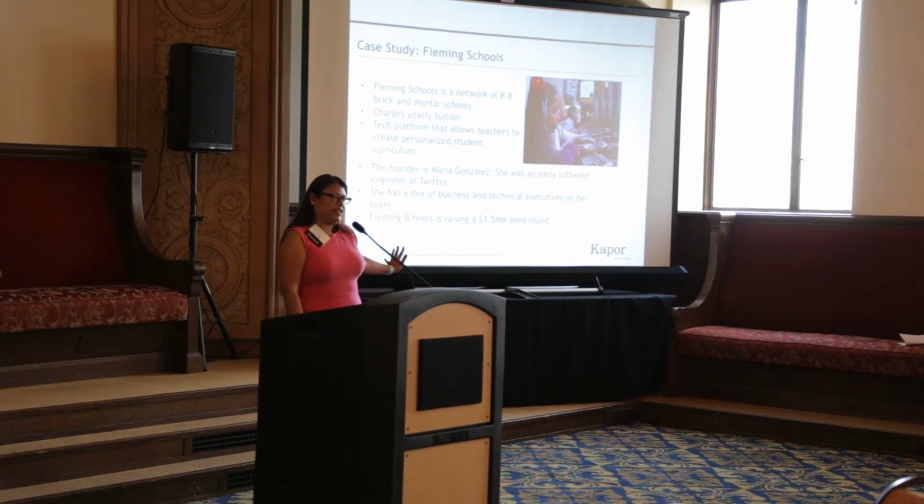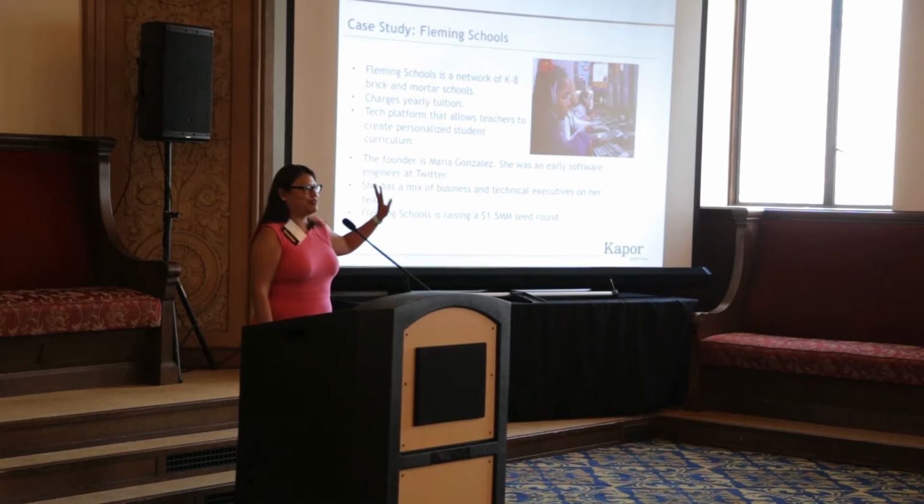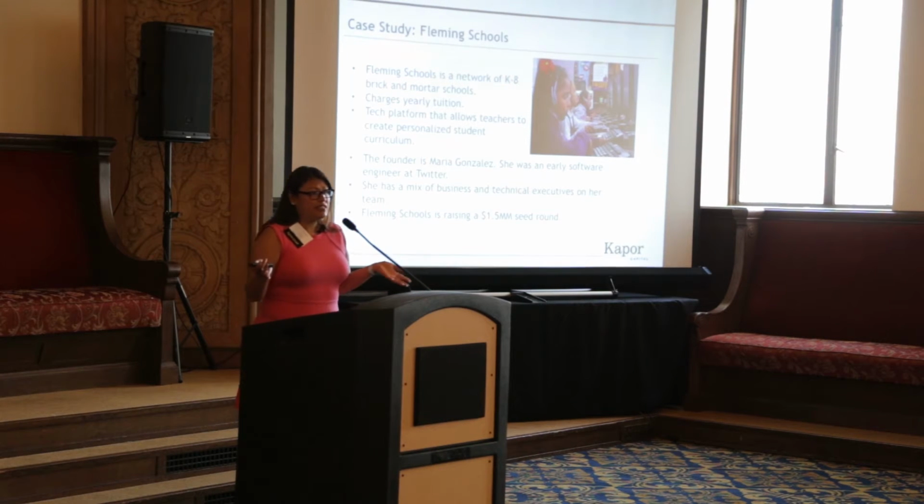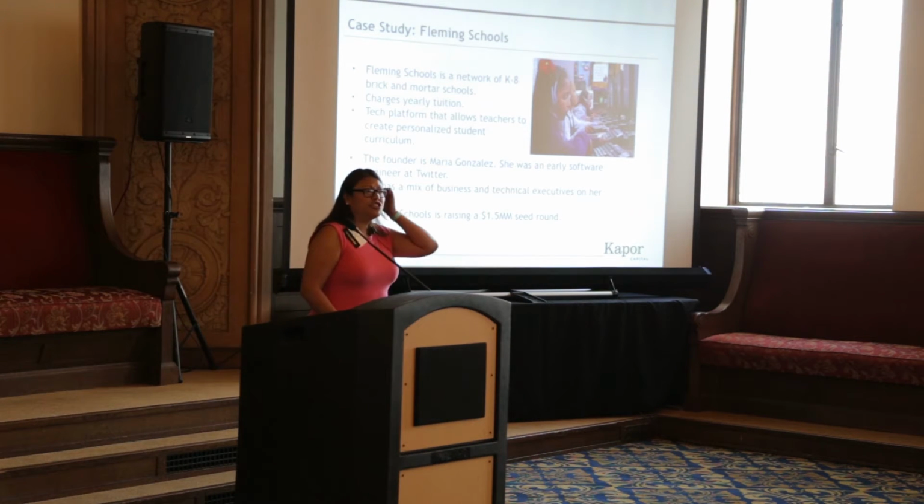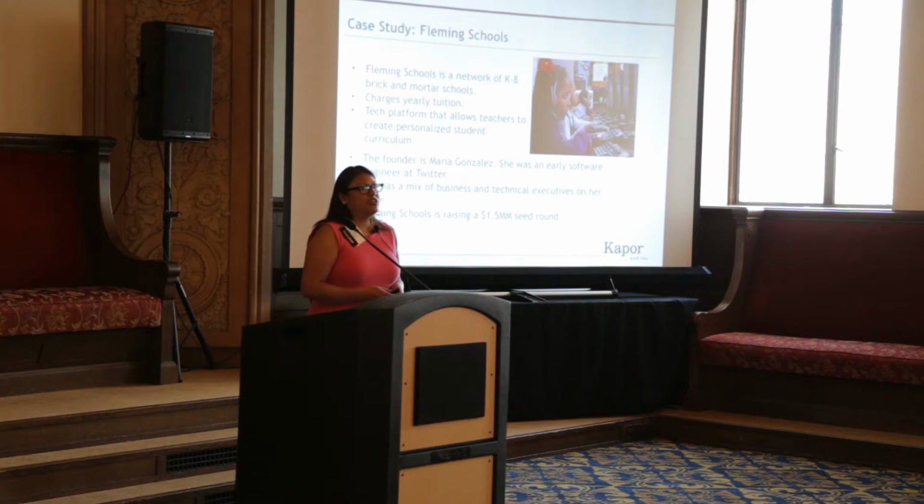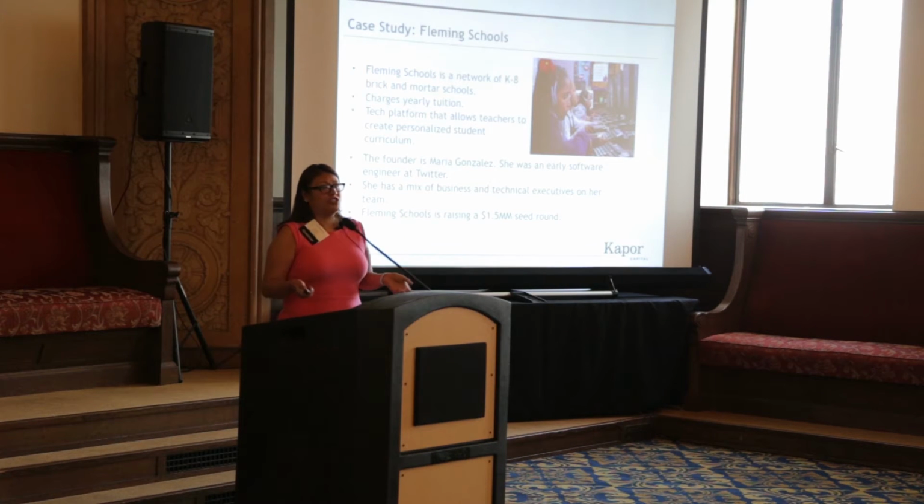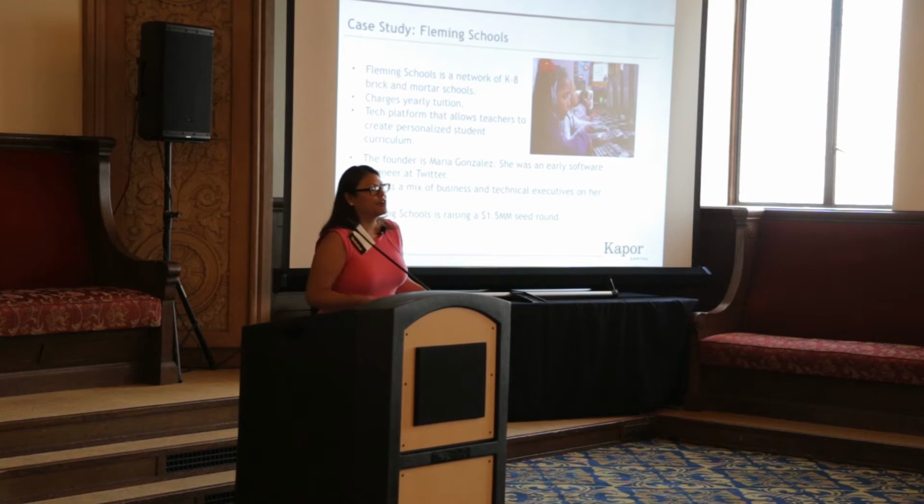This is a fictional case. Fleming Schools does not exist, so no one can tweet that I'm saying bad things about Fleming School or good things about Fleming. So let me give you the scenario of what Fleming Schools is. Maria Gonzalez, a woman of color and first-generation immigrant, was one of the founding team of Twitter and starts a company. Her company is Fleming Schools. The problem she's trying to solve is that it's really hard for her to find quality schools for her child. So she decided, I'm going to create that.